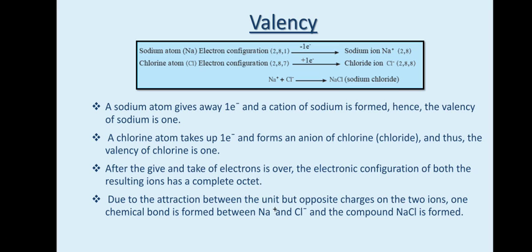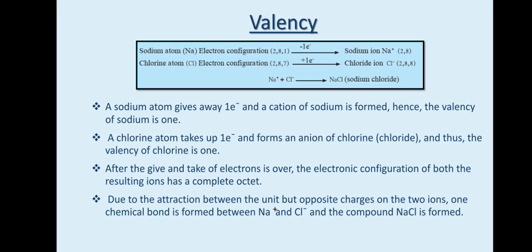So let's see here. For sodium atom, the electronic configuration is 2, 8, 1, right? Because its atomic number is 11. Now, 2 is the number of electrons present in the innermost shell, then in the next shell it is 8, and in the outermost shell it is 1. So this one electron in the outermost shell can be given out, or used for forming a bond with some other element, like chlorine.